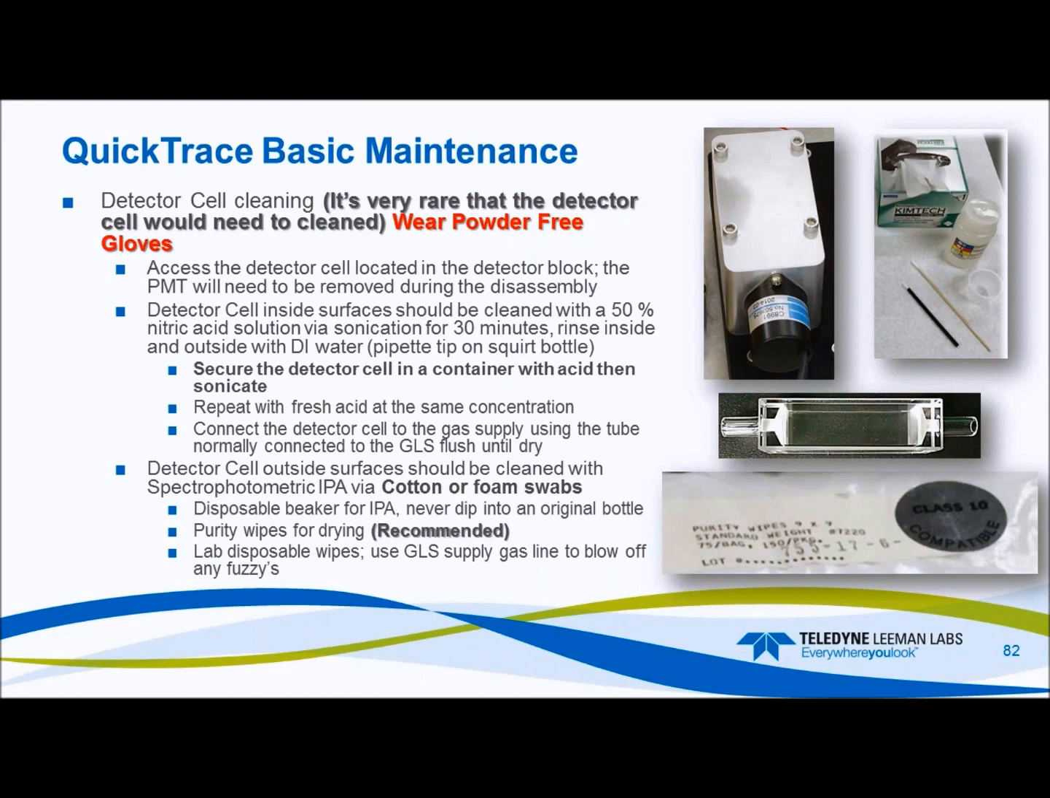But if you do, you want to keep it in control and put it into a test tube, sonicate it for 30 minutes with 50% nitric, and rinse it inside and out, again with a pipette tip on a squirt bottle. Then secure it and make sure it's not going to break in that container, and repeat that with fresh acid and rinse.